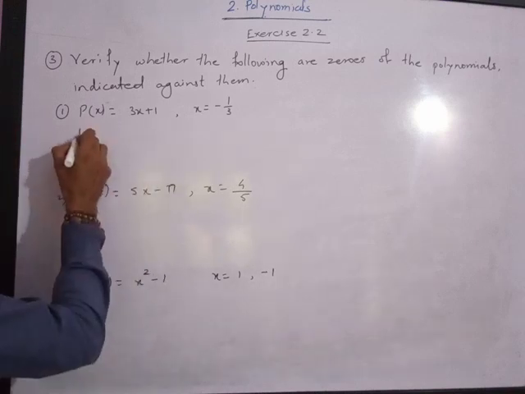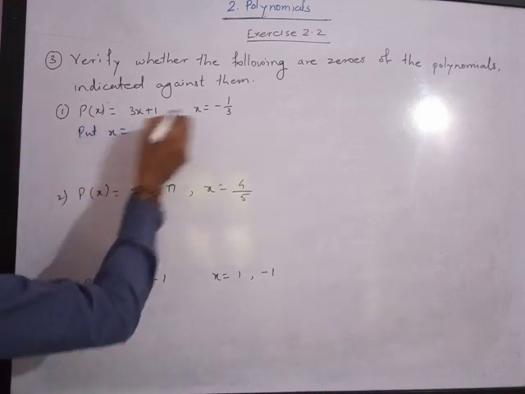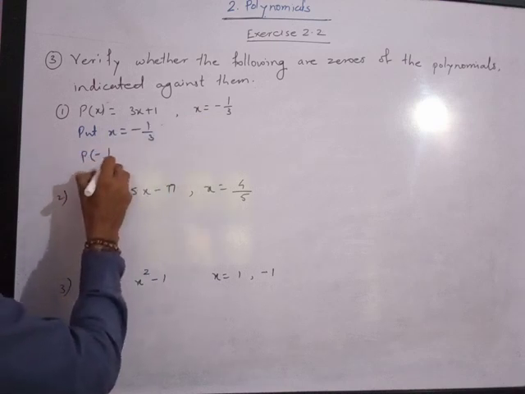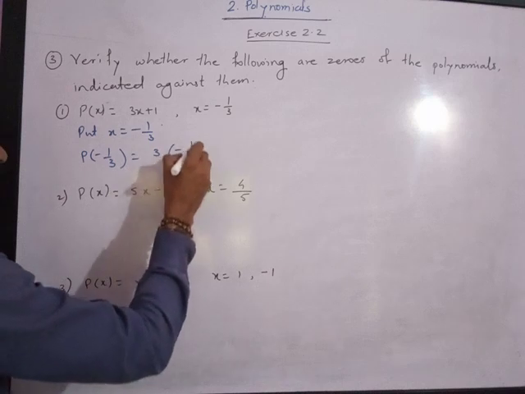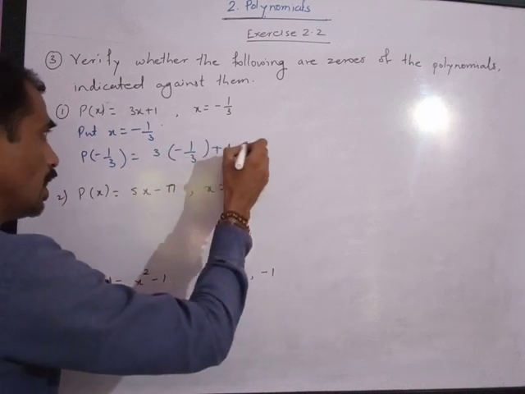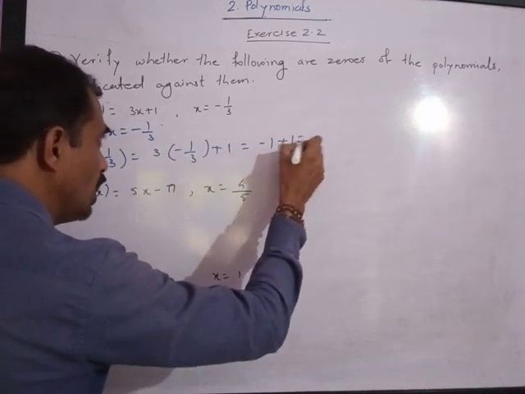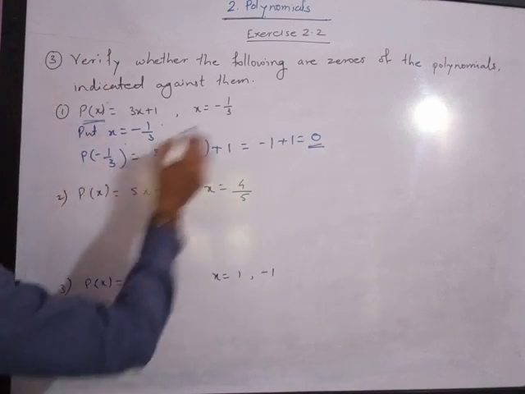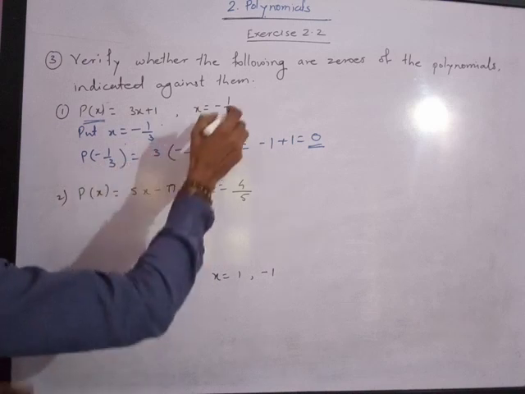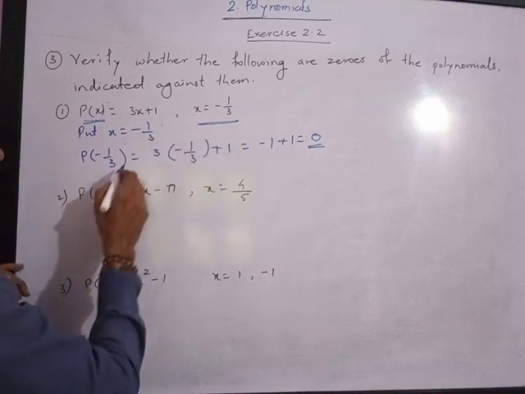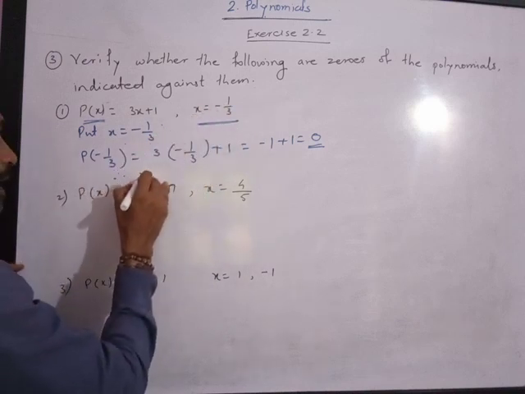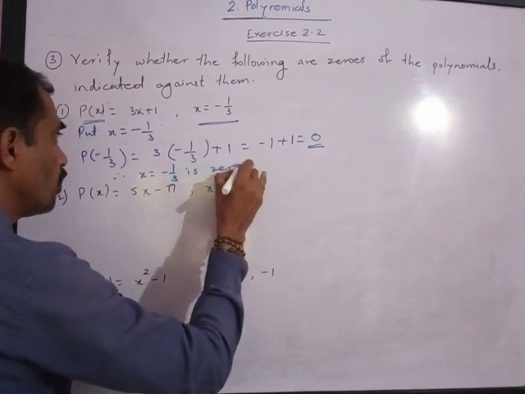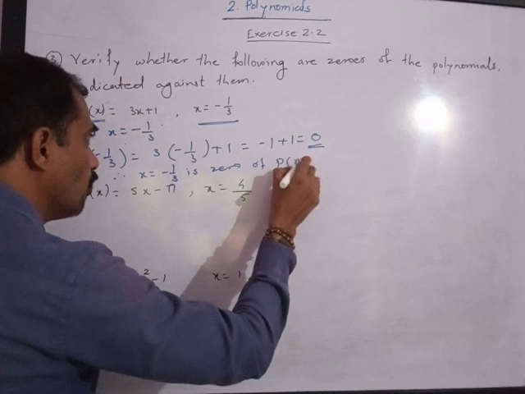Put x is equal to minus 1 upon 3, we will get p of minus 1 upon 3 is equal to 3 multiplied by minus 1 upon 3 plus 1, that is equal to minus 1 plus 1 is equal to 0. Since the value becomes 0, we can call this minus 1 upon 3 a 0 of the given polynomial. Therefore, x is equal to minus 1 upon 3 is 0 of p of x.